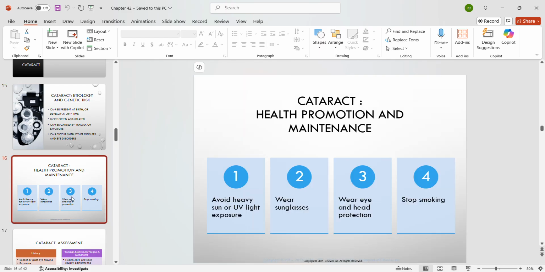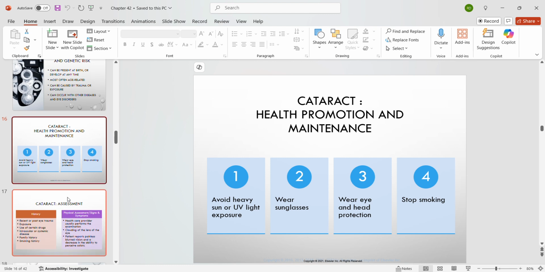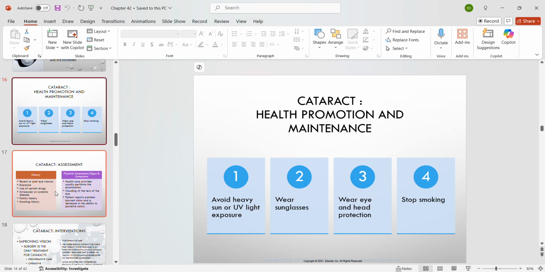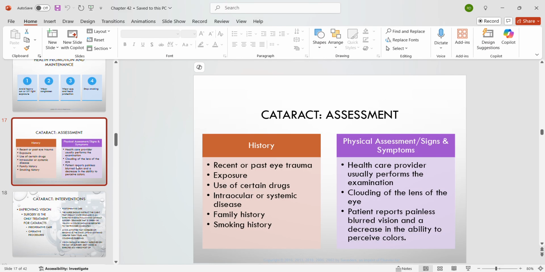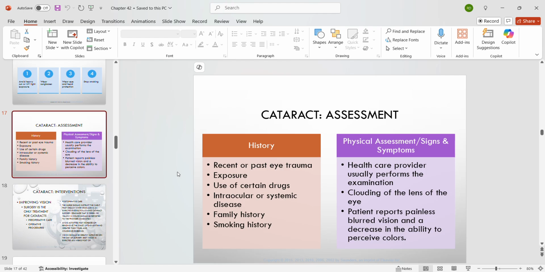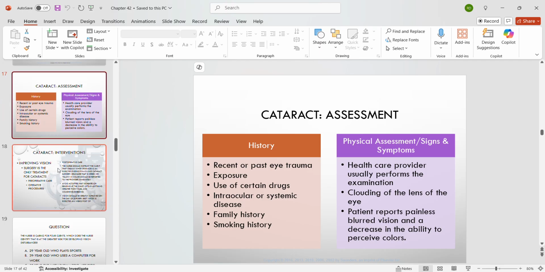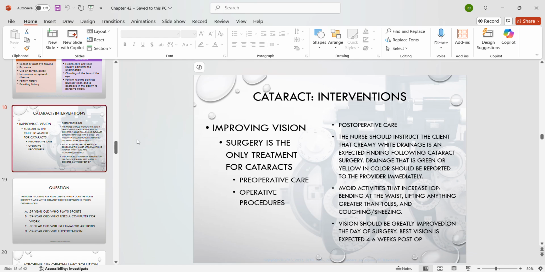Then it goes into the health promotion and maintenance. They need to avoid the sun or UV light, wear sunglasses, wear eye and head protection. And if they are a smoker, they need to stop smoking. So you need to ask about visual changes. Any blurry vision, decreased color perception are early signs of cataracts. They may not be aware until they try to read or drive, and it'll really affect them at nighttime.